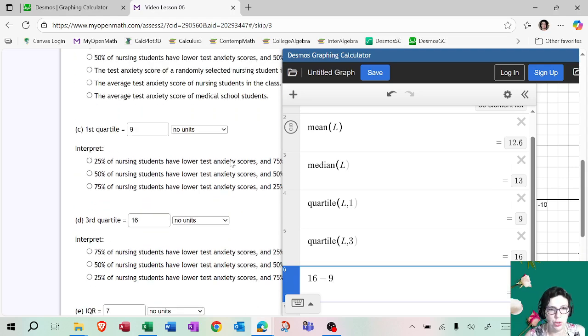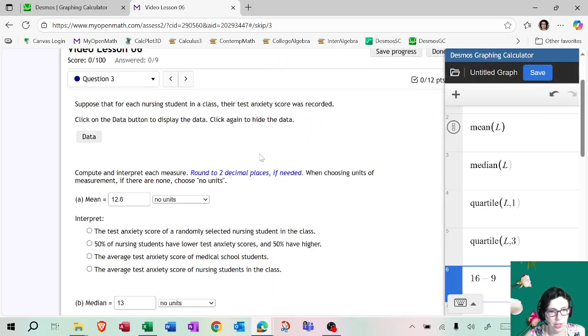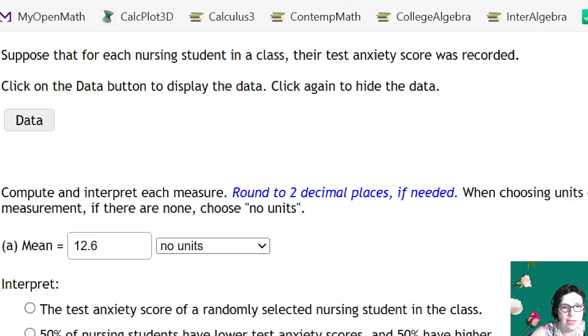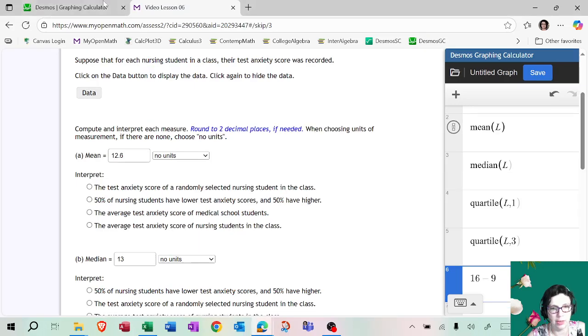Now, how do we interpret them? So let's go through the interpretations. So as far as the mean goes, this is always average, but it has to be specific to the question, because I have two choices here. Both have average, right? I know that the other ones don't have the word average, so they cannot possibly be right as far as the mean goes. But I need to look at the context. So the context says it's a nursing student in a class, okay? So it's not all medical students, it's the nursing students. So that's why this one is right.